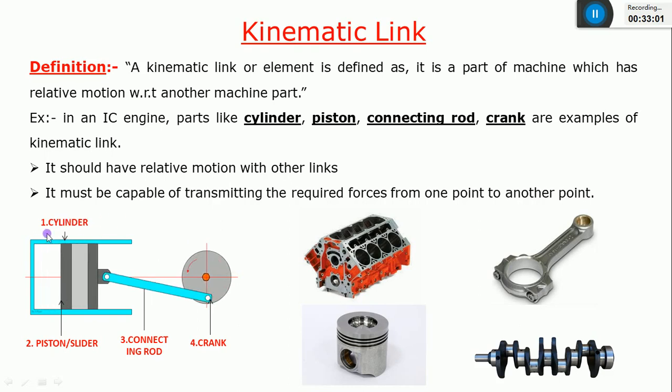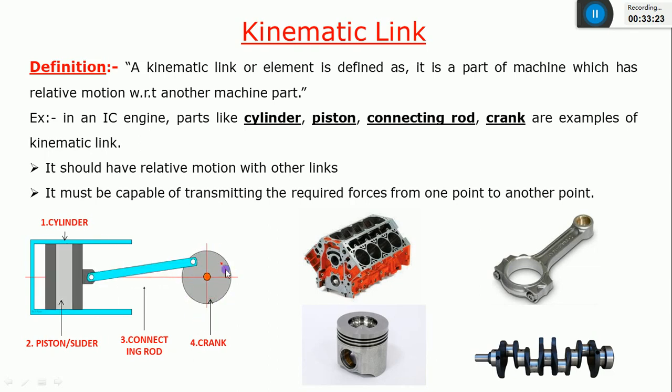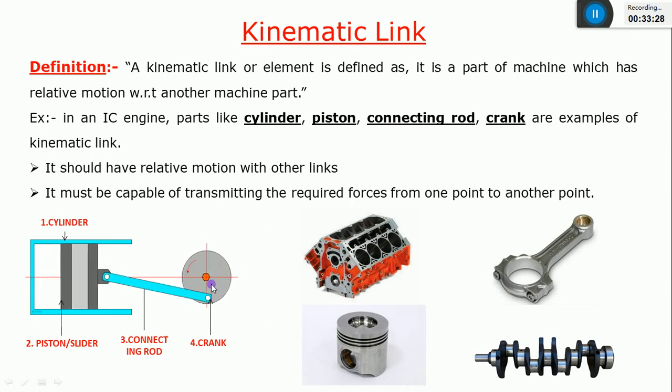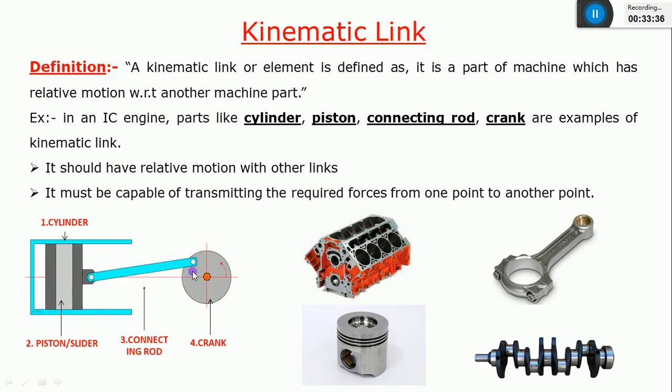I'm again going to consider the internal combustion engine, the IC engine. It has different parts. The first part is the cylinder, which is fixed. The second part is the piston or slider, which has linear or reciprocating motion. The third part is the connecting rod, and the fourth one is the crank. You can consider crank and crankshaft as a single unit because both are connected by some link or a welded part, and both are moving at a time.